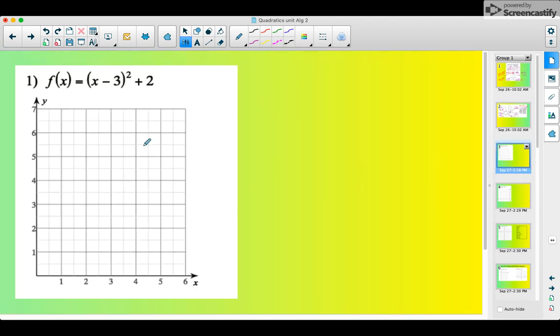So let's go into graphing a little bit. First thing we always want to find is our vertex. No matter what, that should be the very first thing you look for. So your vertex, in this case, should be at 3, 2.